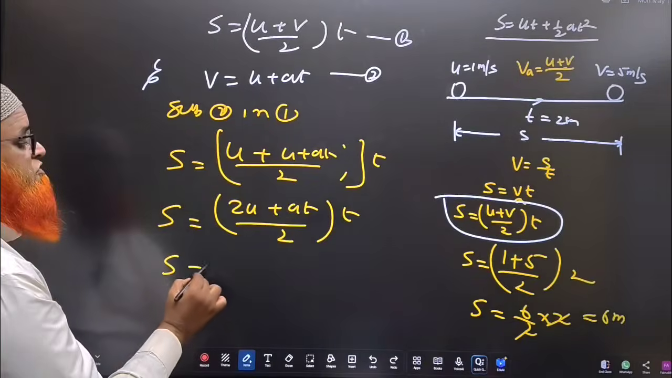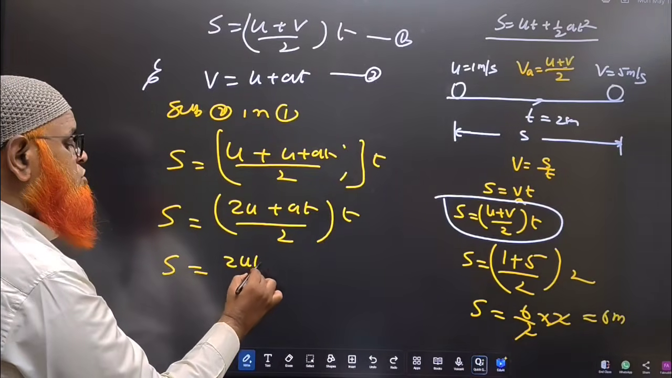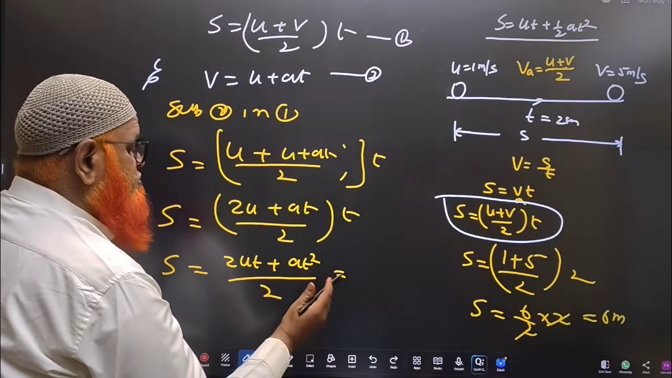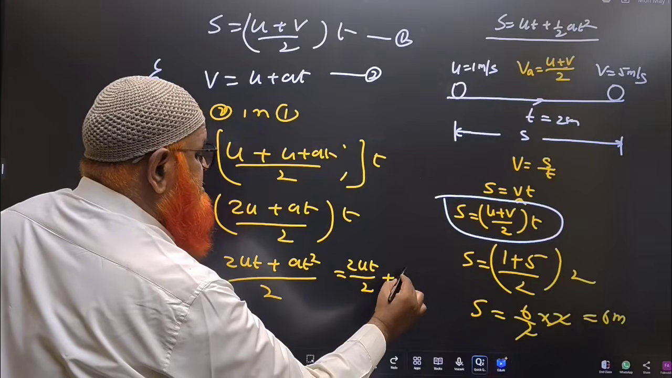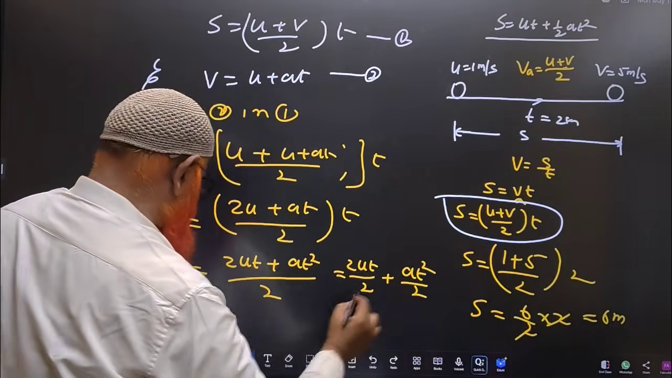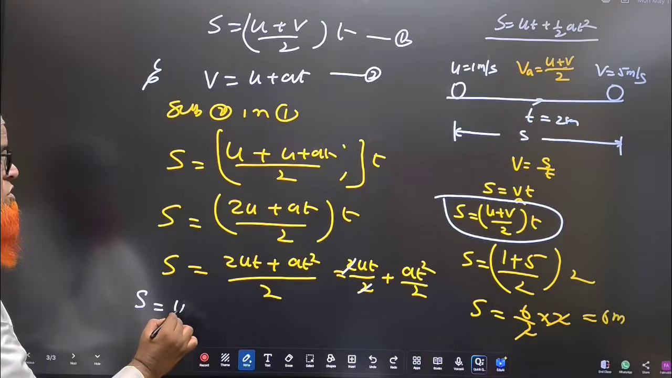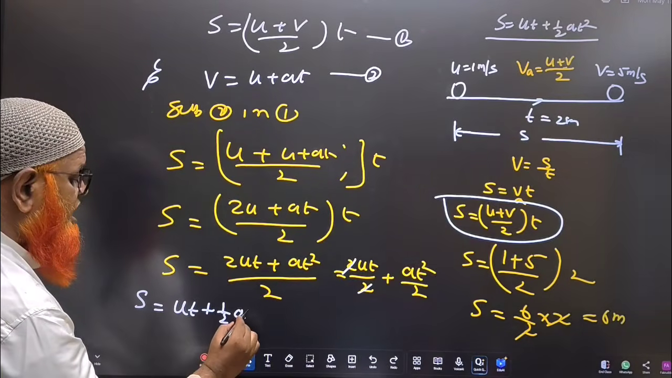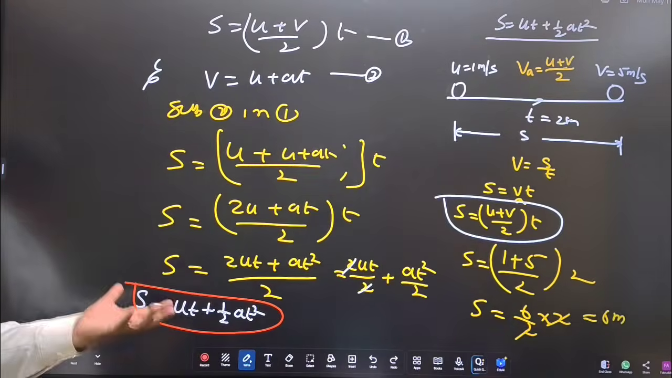So partially you have to divide. Before that you make this T also go inside. It's going to be (2UT plus AT square) divided by 2. So what is going to happen if you partially divide? One thing is 2UT by 2 plus AT square by 2. Okay. So the 2 gets cancelled. Therefore S is equal to UT plus half AT square. So you got the displacement? Understood all of you? Okay.